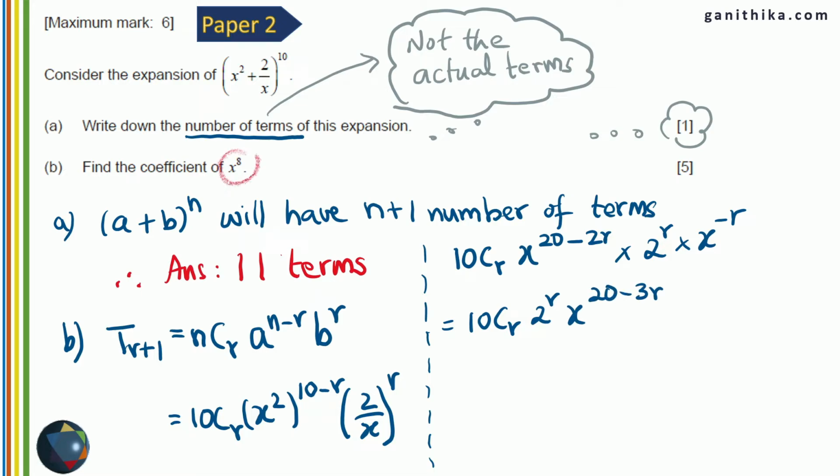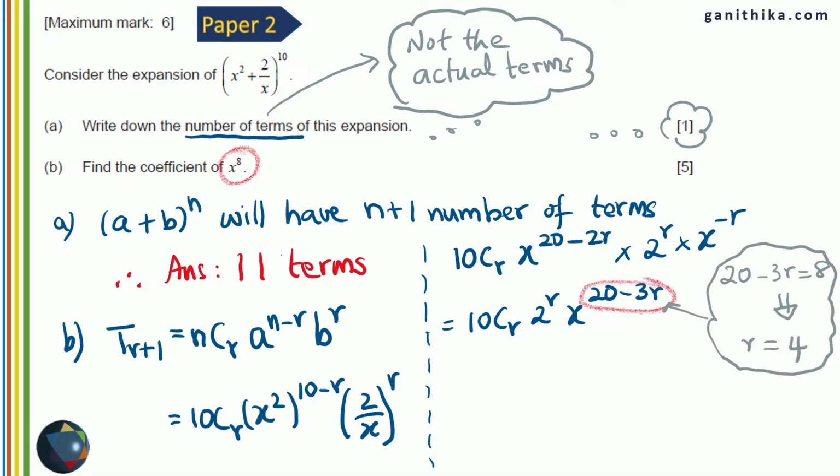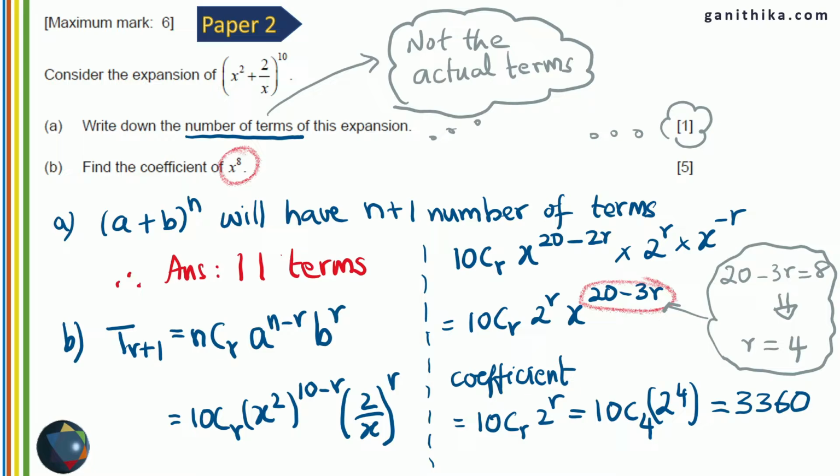Looking back into the question, you have to have x power 8. Therefore, you have to equate this to 8 and find the value of r to be equal to 4. Now, once you find the value of r to be equal to 4, look at the question again. We are asked to find the coefficient of x power 8, not the term. So, pick up the coefficient. Coefficient for this is 10cr 2 power r. That's the coefficient. Substituting the r value as 4, 10c4 2 to the power of 4.